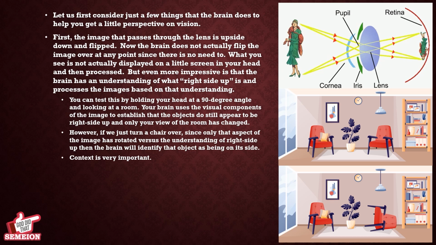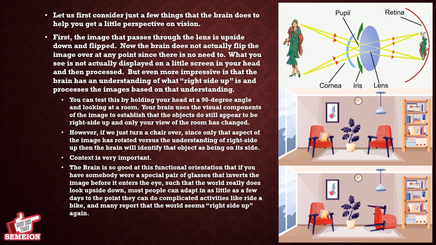Context is very important. The brain is so good at this functional orientation that if you have somebody wear a special pair of glasses that inverts the image before it enters the eye, such that the world really does look upside down, most people can adapt in as little as a few days, to the point that they can do complicated activities like ride a bike, and many report that the world actually seems right side up again.